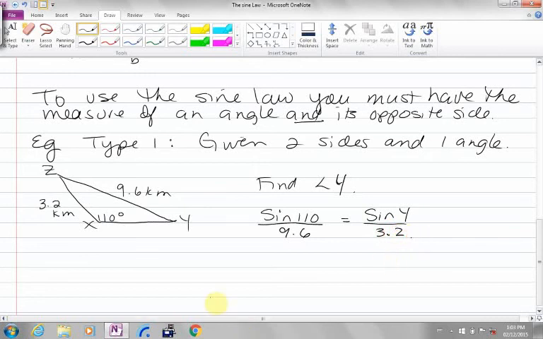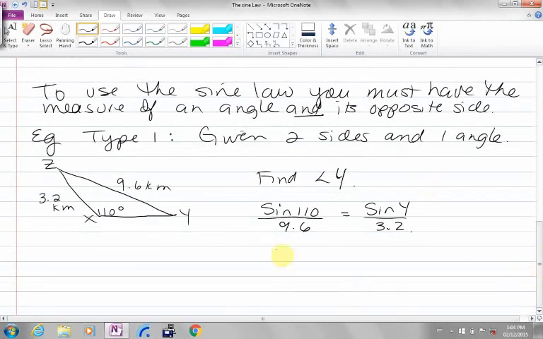As long as you get the angle on the top and the side on the bottom, or you could do it the other way around. I could flip these over. It wouldn't make any difference. Some people like to put the length on the top and the sine of the angle on the bottom. Makes no difference, and you might see the sine law written either way, as long as you're consistent from one side to the other.